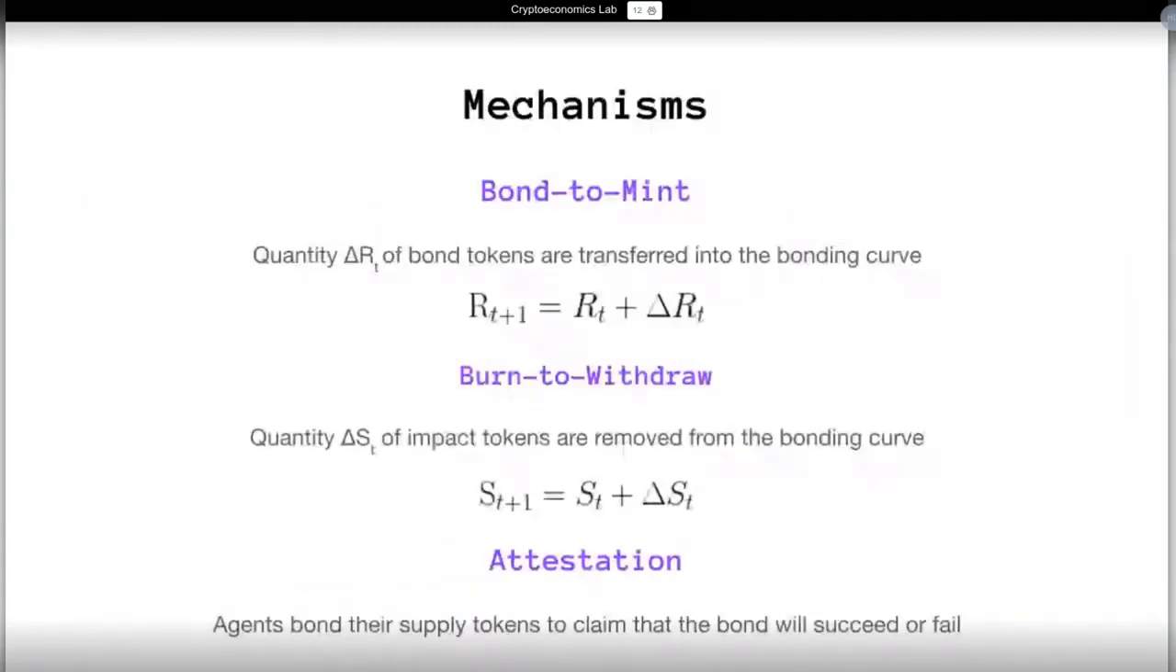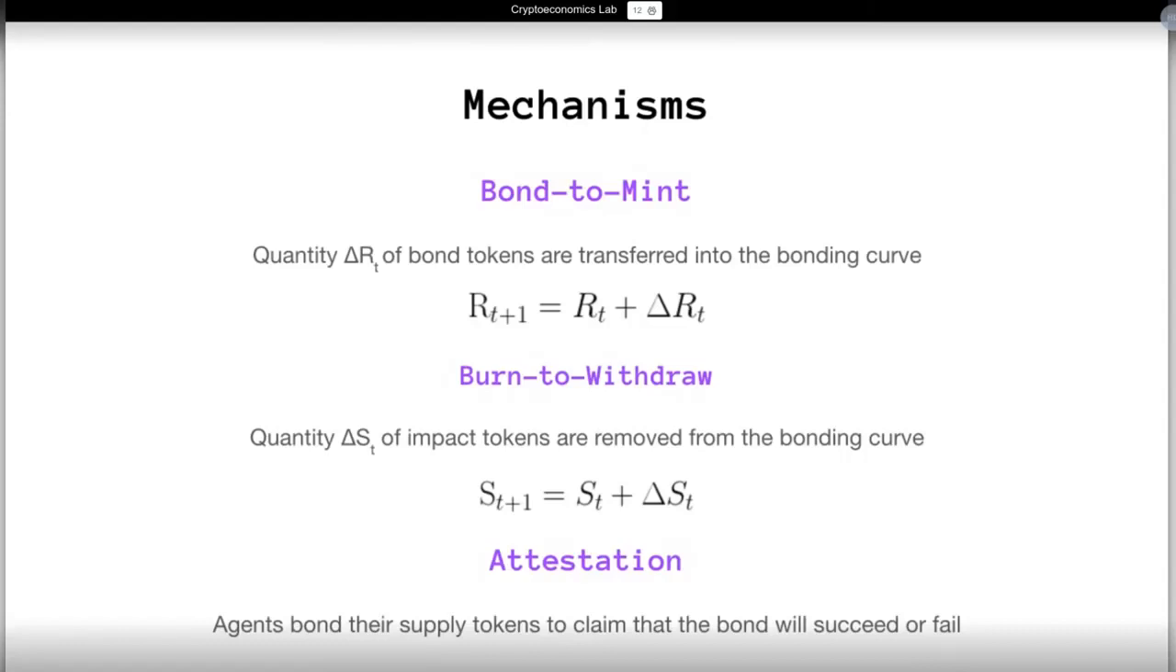So the mechanisms are essentially, if I were to give a broad definition, the economic design patterns that will help the system achieve its system goals. The first mechanism that we have here is the bond to mint mechanism. When an agent is bonding, that means they are transferring a quantity of the reserve tokens or the bond tokens into the bonding curve. These tokens are basically converted from fiat or stablecoin or DAI or any other external currency or external token, and then they are converted into bond tokens and put into the reserve of the bonding curve.